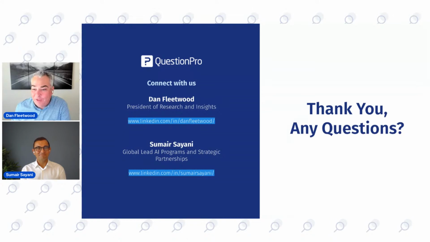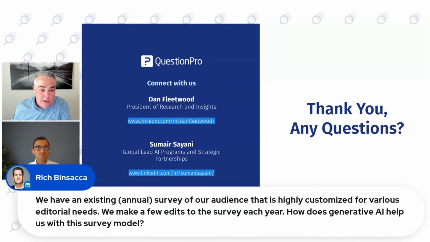So I think the first one is interesting. If you can see here, Rich said, they have an existing annual survey of their audience that is highly customized for various editorial needs. They make a few edits to the survey each year. How does generative AI help us with this survey model? So any thoughts come to mind here, Samir? So this is basically around the QXBot, right?